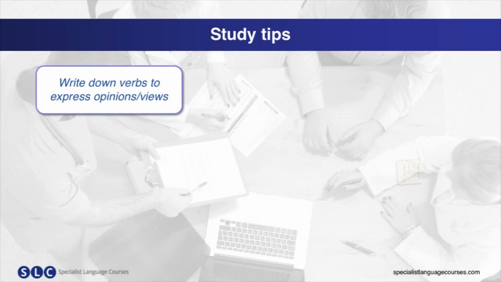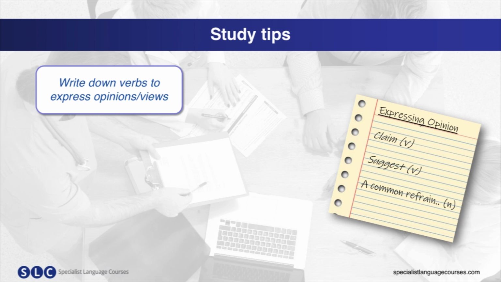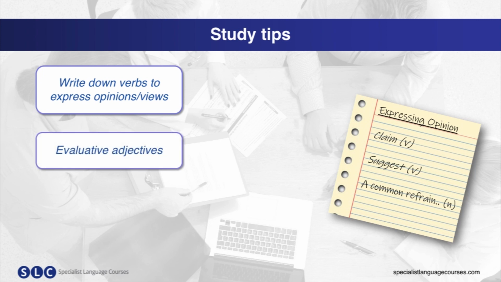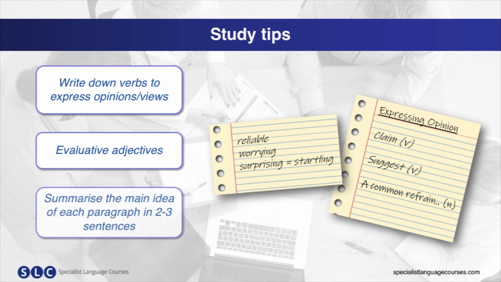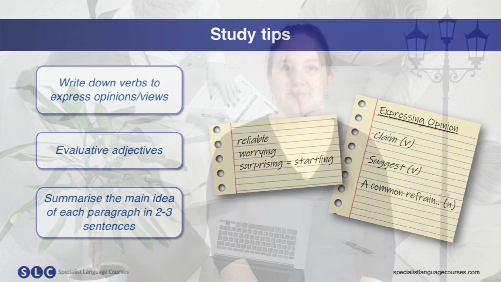Make a note of verbs used frequently, such as suggest, claim, the kind of verbs that suggest attitude and opinion. You should also take note of evaluative adjectives, such as impossible, common, reliable, or phrases such as, he found this surprising, the worrying thing is. Another thing you can do is choose an article and summarize the main idea of each paragraph in 2 to 3 sentences. This will help you focus on the main idea the writer is trying to express.